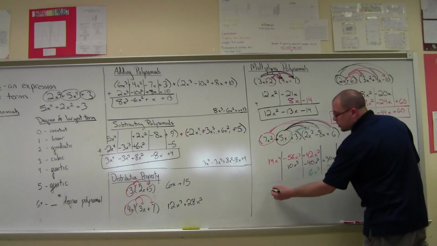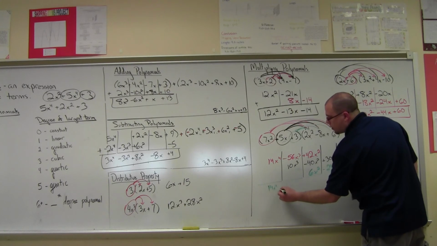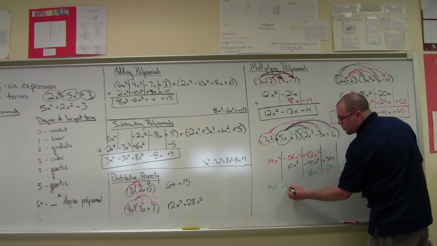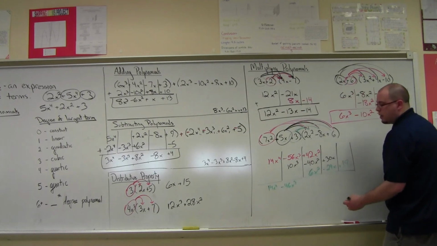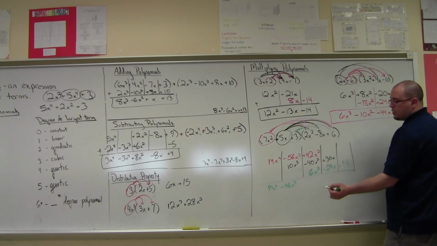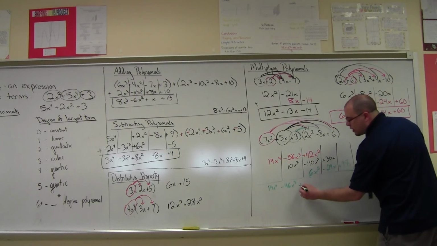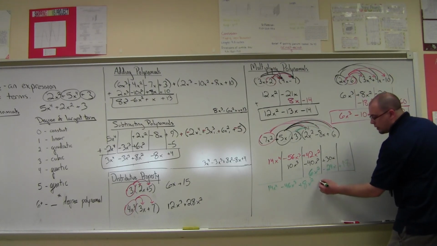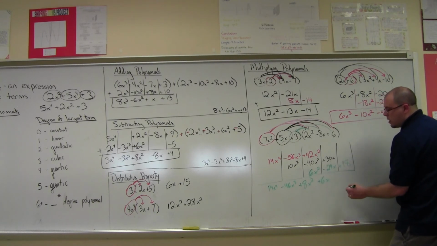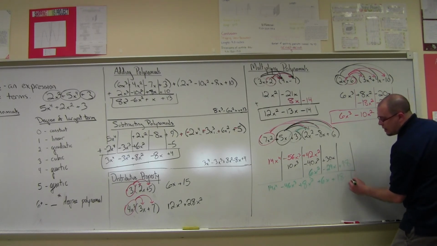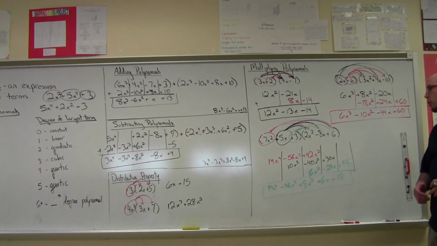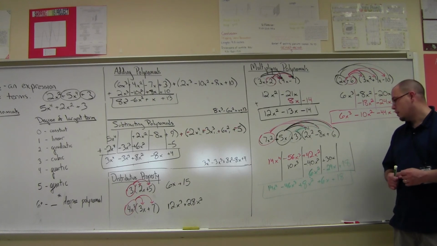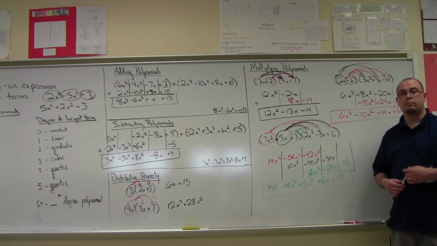So the first thing we're going to do, 14x to the fourth. Then we're going to have negative 56 plus 10 is negative 46, so we're going to have negative 46x to the third. Then we're going to have 42 minus 40 is 2, plus 6 is 8, so we're going to have plus 8x squared. Then 30 minus 24 is going to be plus 6x, and then plus 18. And that right there is going to be our answer: 14x to the fourth minus 46x to the third plus 8x squared plus 6x plus 18.